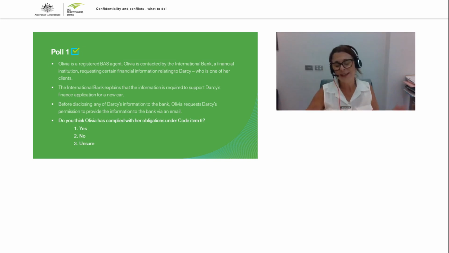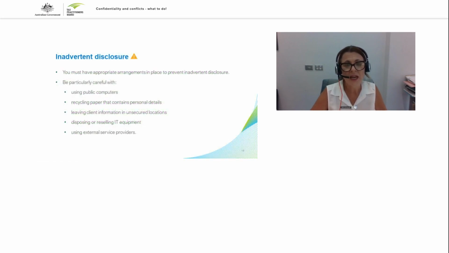In this situation, Olivia has complied with her obligations under Code Item 6 because she did ask permission from her client, even though it was via email. That is acceptable. She did get consent from her client first. So an email is fine for unexpected requests of client information. It's the standard sort of communication.